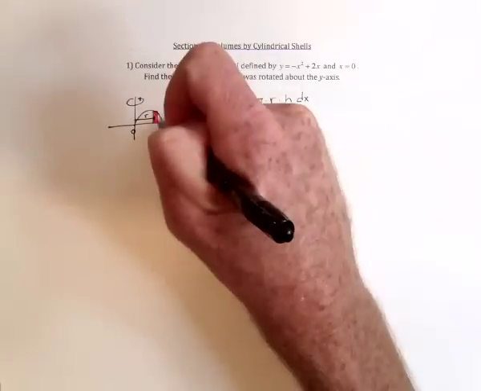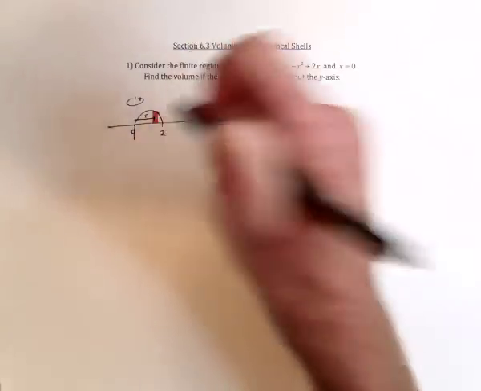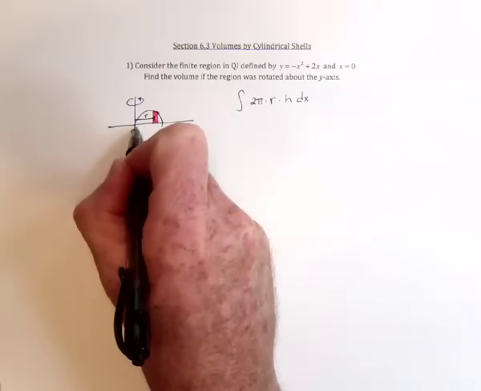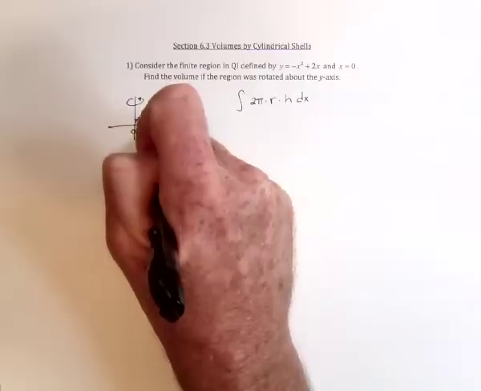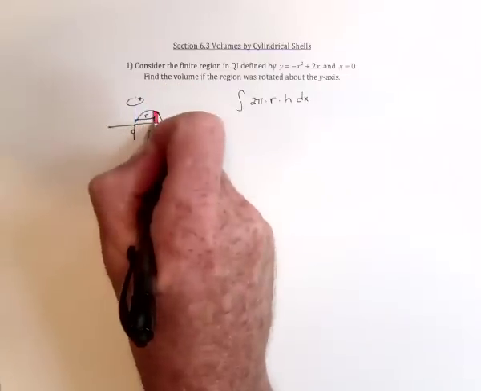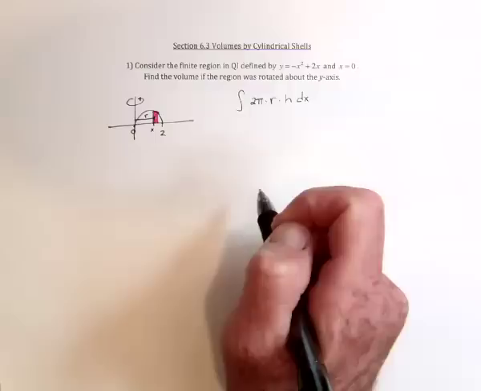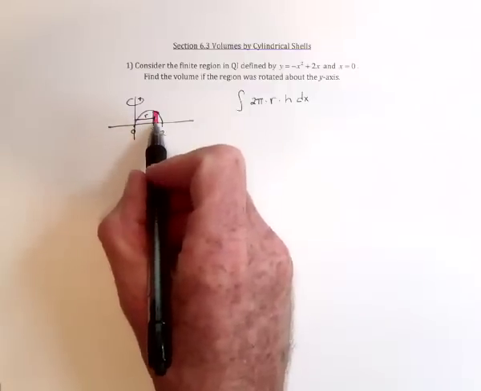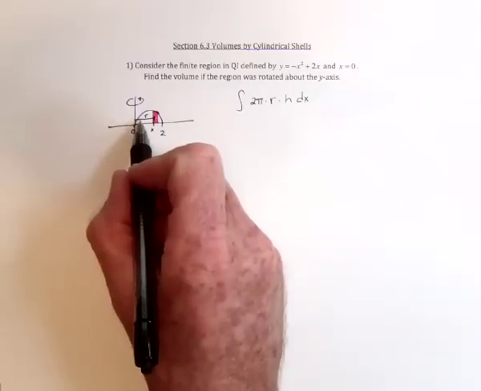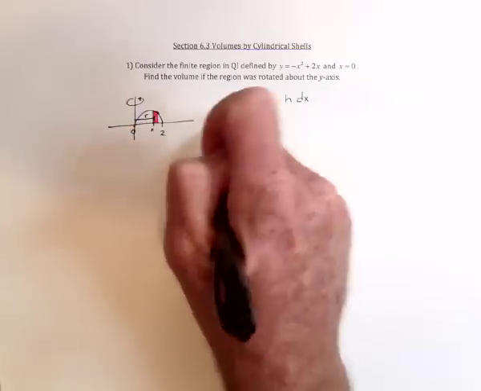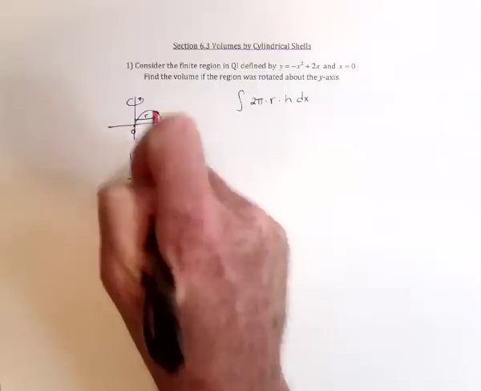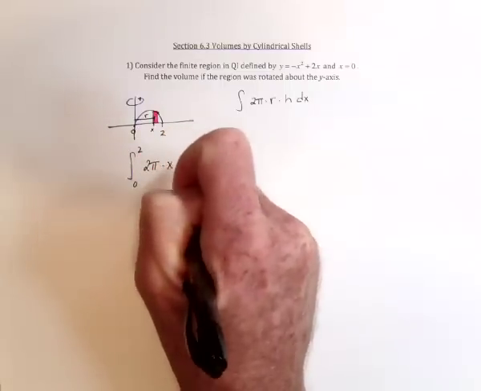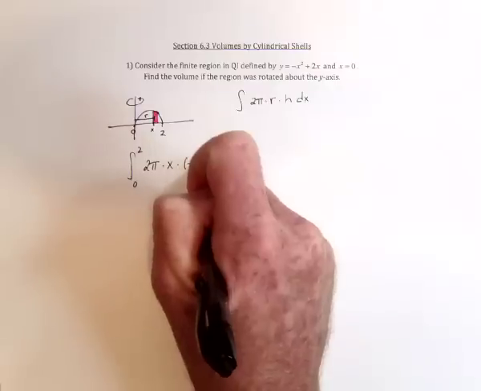And then the height is given by the height of the function. So we'll have, well, this length right here is this length right here, in other words, x. So x, and then x ranges from 0 out to 2. Thus moving this little red rectangle from here on the left over and over and over until 2. So we'd have integrate from 0 to 2, 2 pi, the radius is x, and the height is given by the parabola.